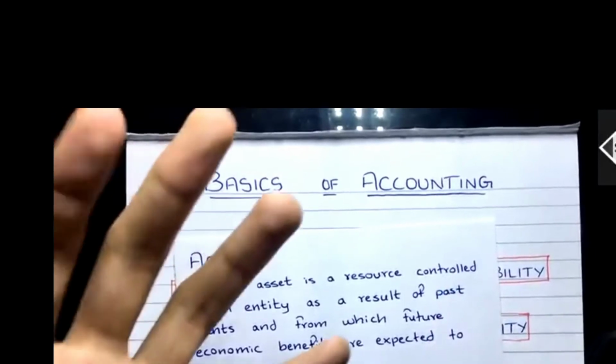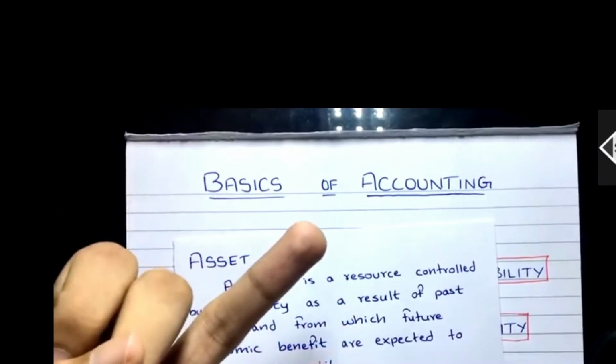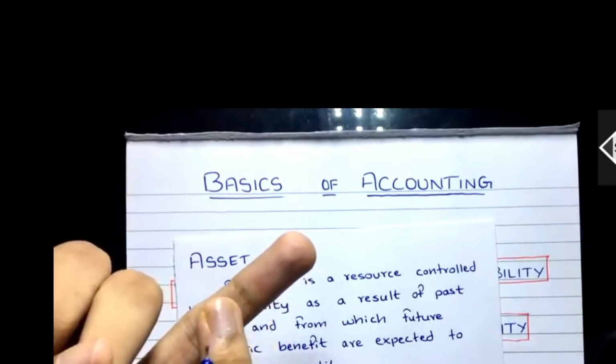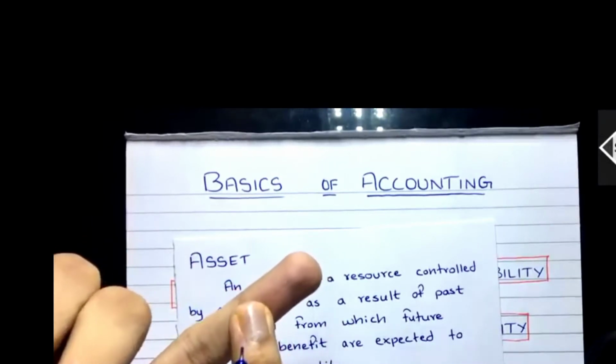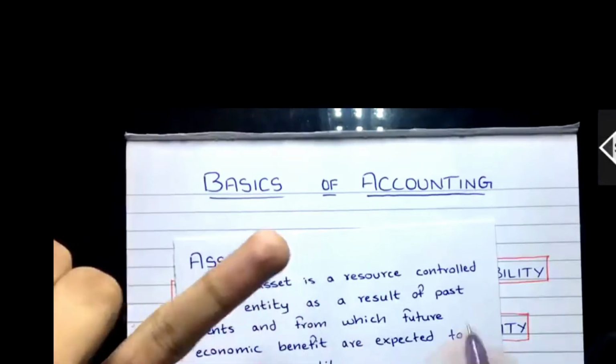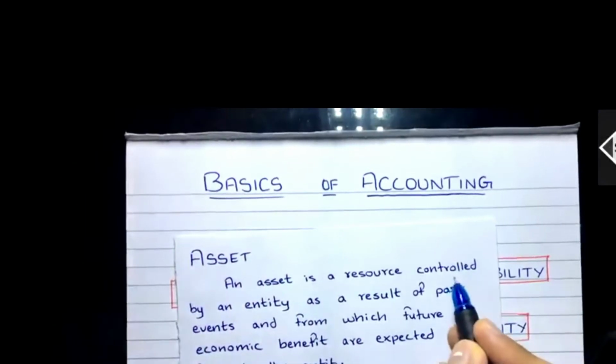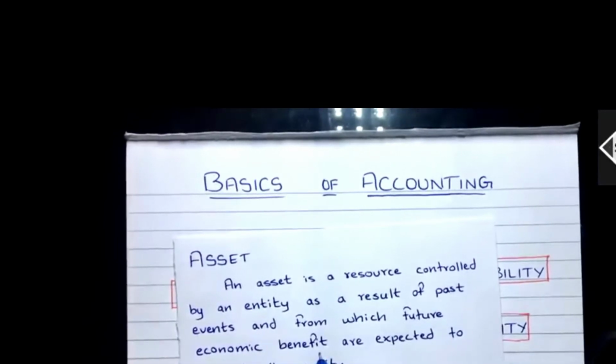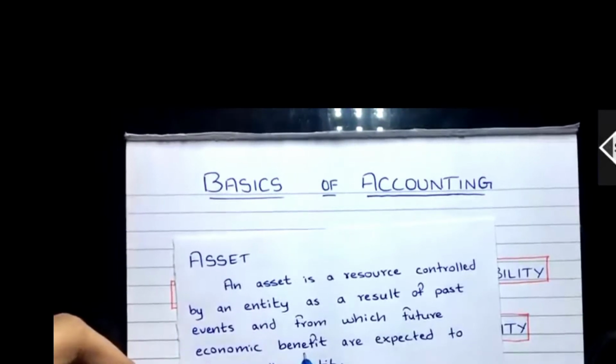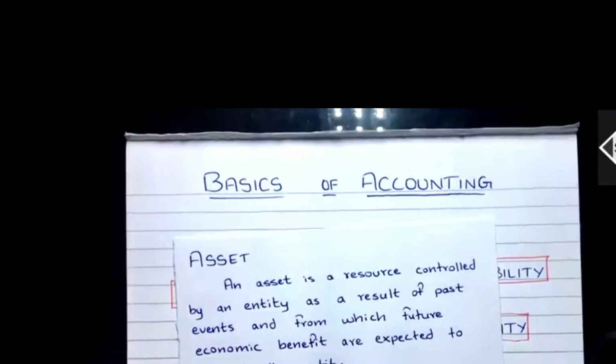What does this control mean? It can either be ownership, or if you can get machinery or whatever it is on a lease basis, by way of a lease agreement, then it also means you have control over that, and you can use it and utilize the future economic benefit from it, right? What does future economic benefit mean? Let's say you have machinery as an asset. You will use that machinery for production, and it will help you in the operations of your company and to generate revenue, to generate income, isn't it? So that's what future economic benefit is.